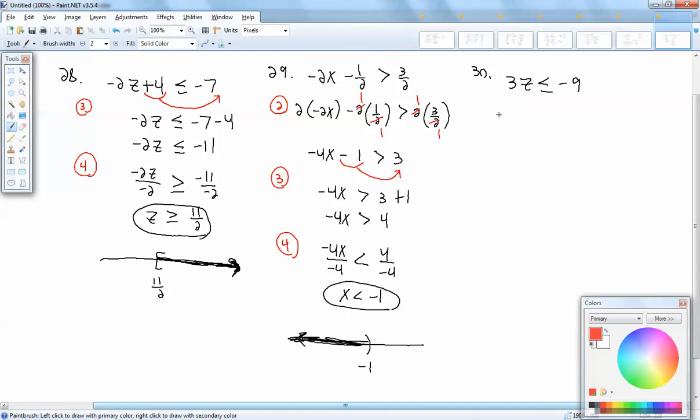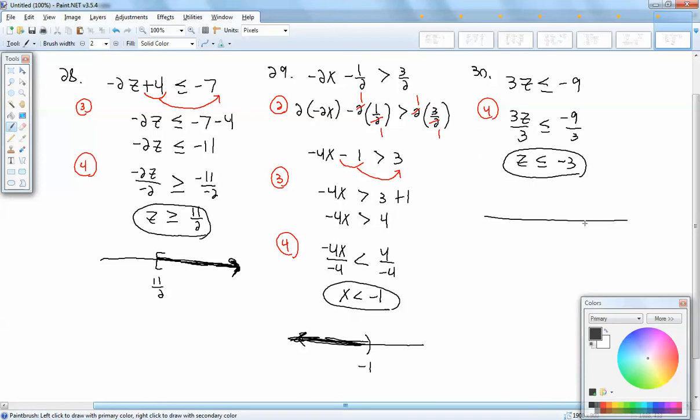First step, get rid of parentheses, don't have any. Second step, get rid of fractions, don't have any. Third step, get everything with a z on the left side, numbers on the right side. And step 4, divide both sides by the number in front of your z. Well, I'm going to divide both sides by 3. Now I'm dividing by a +3, so this time I don't flip the inequality symbol. And those 3's cancel, and -9 divided by 3 is -3.